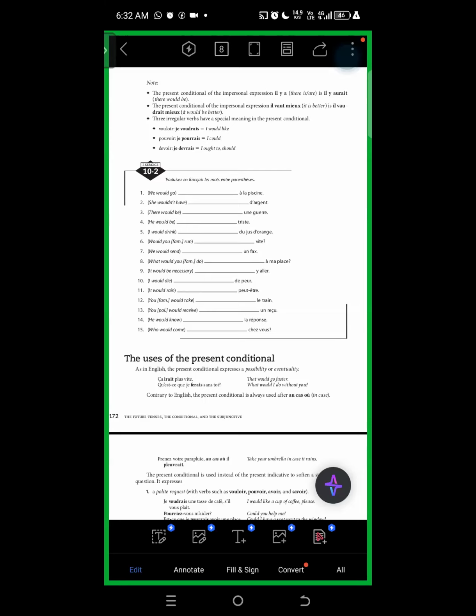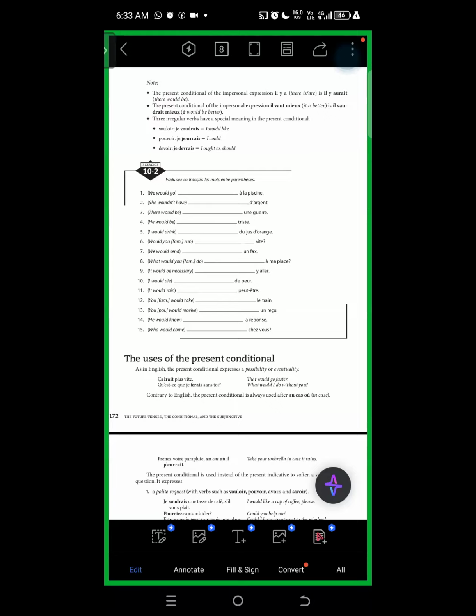The verb vouloir means I want, to want. The verb aimer is like. So if you say j'aimerais, it is I would like, it's still within the verb meaning. If you say je voudrais, it's not I would want, it's I would like. It is used to express a polite request.